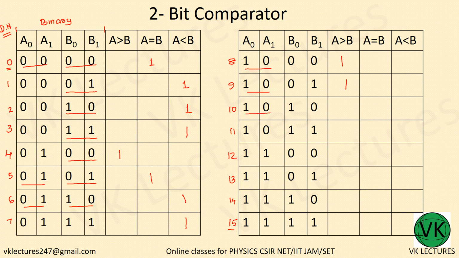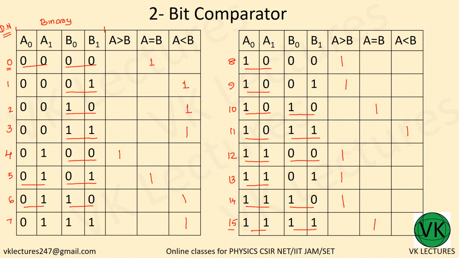1, 0, 1, 0. Both are same. 1, 0, 1, 1. Yes, in this b is greater. 1, 1, 0, 0. Which is greater? A is greater. 1, 1, 0, 1. Again a is greater. 1, 1, 1, 0. Again a is greater. 1, 1, 1, 1. But here both are equal.